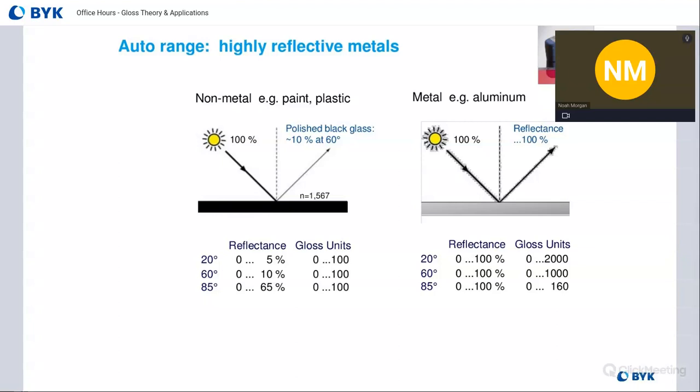You may ask, why is that? That is because metals, like aluminum or polished metals, don't absorb that light. So it's going to give us a lot of reflectance back. Whereas in plastic and paints and non-metals, it's going to absorb some of that light. So our maximum is 100 gloss units.